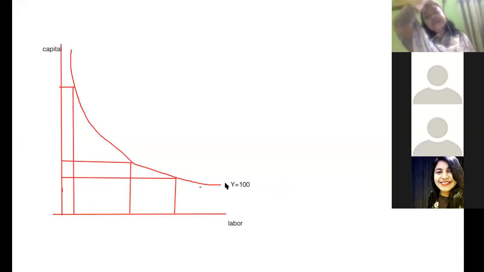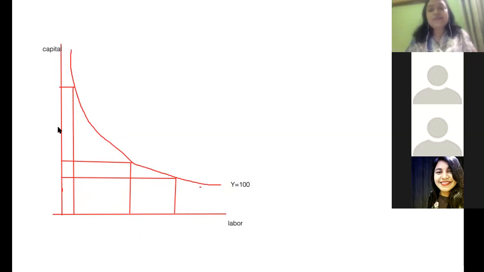Okay, so let's say your output is 100. You can use many combinations: a huge amount of capital and so little labor, or a medium amount of capital and a medium amount of labor, or little capital but a lot of labor, and each of these combinations can generate the same level of output, right? This is called an isoquant, which shows different combinations of labor and capital generating a fixed level of output. It has to be downward sloping.